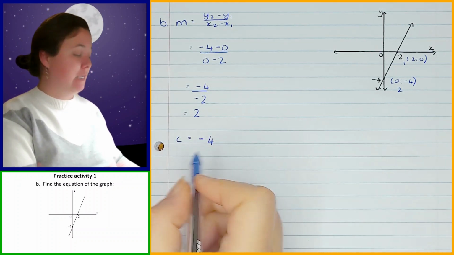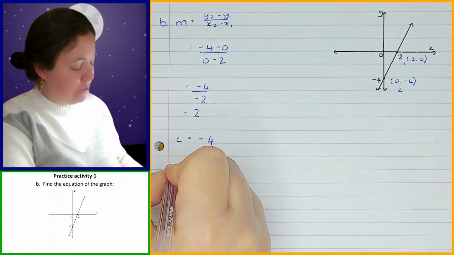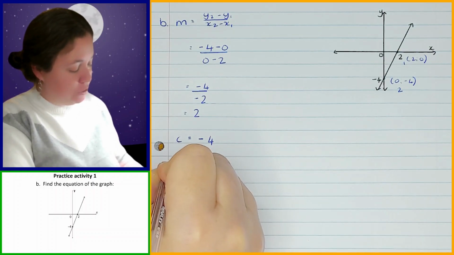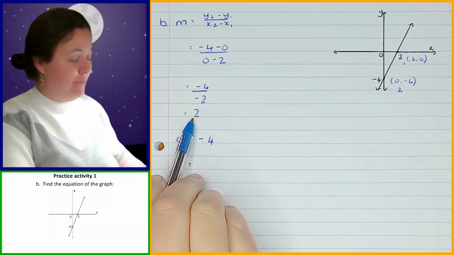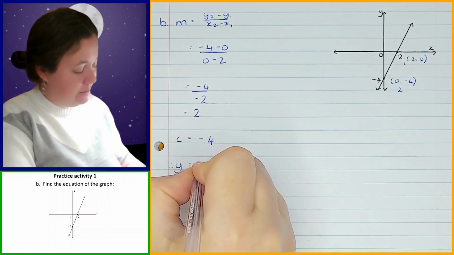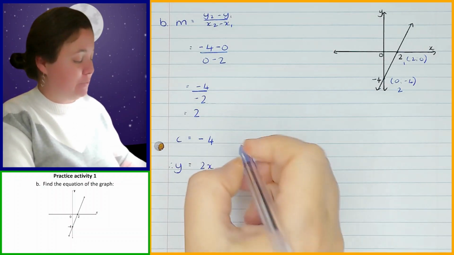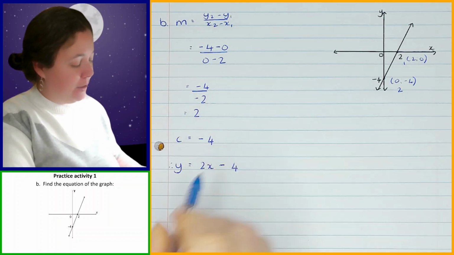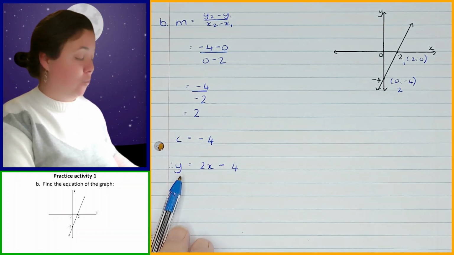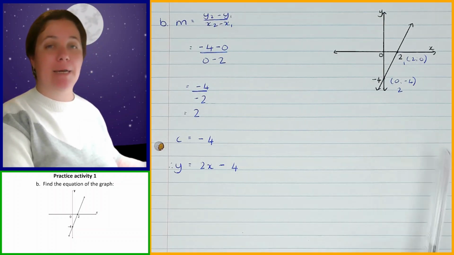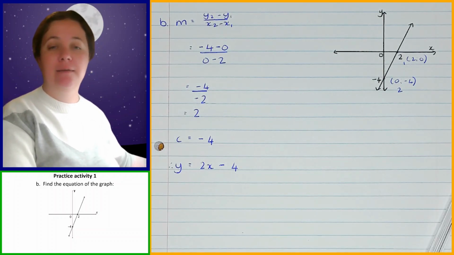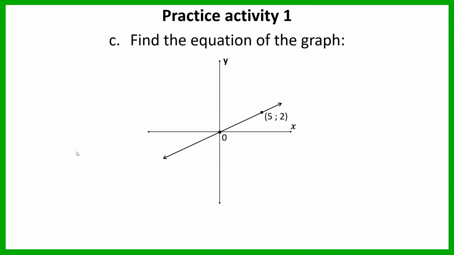So now for this linear graph, my equation is going to be y is equal to m is 2, so it's 2x, and then plus c, which is negative 4. So that's going to be minus 4. So that's what we should have got for question B. y is equal to 2x minus 4. Right, let's go on to question C. Let's give you 1 minute to find the equation of this graph as well.